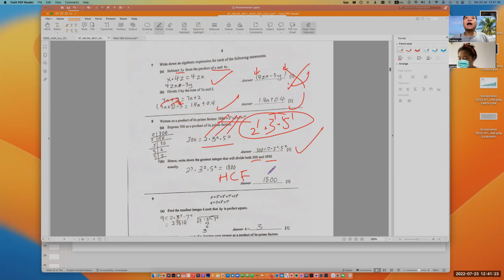Oh, then what about the LCM? LCM is 2 to the power. Highest. Yeah, highest 2 to the power 3. Very good. Total factor. Yep. So it's 3 to the power of 2, 5 to the power of 2. Then got the 7 to the power of 2 also.